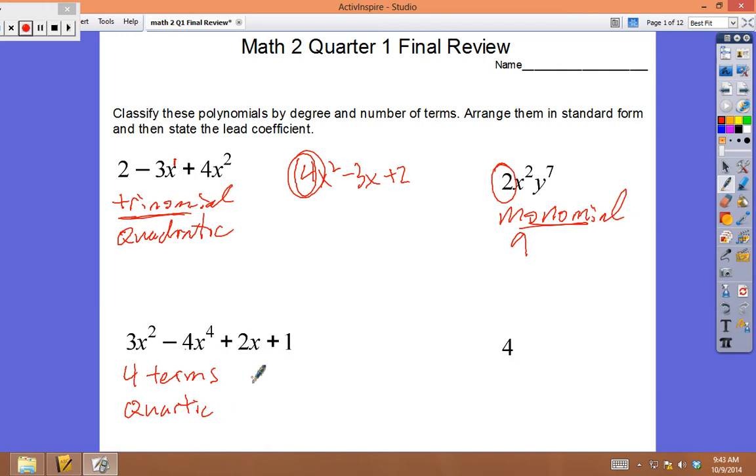And if we put them in standard form, this negative 4x to the 4th has to go first, then plus the 3x squared, plus the 2x, plus the 1, and the lead coefficient's a negative 4.